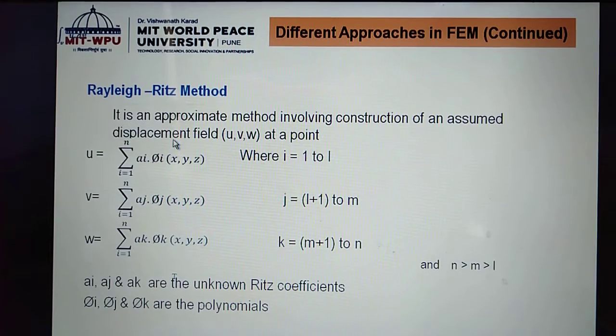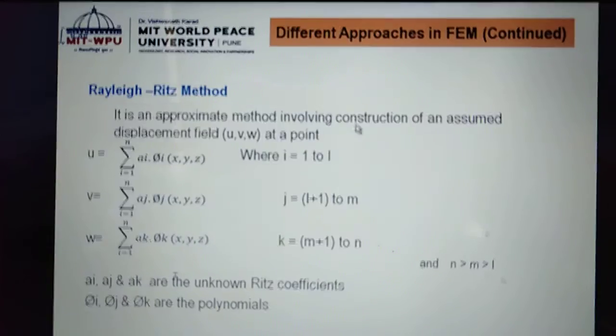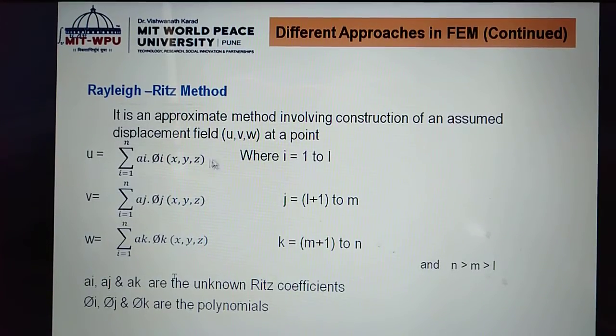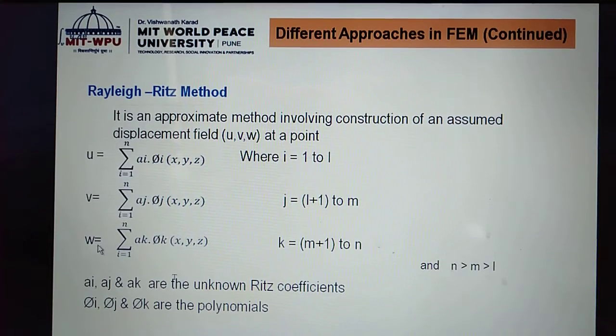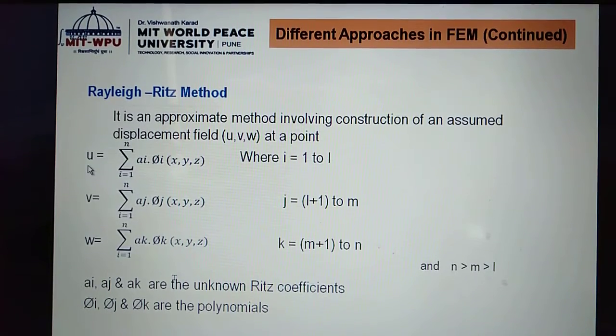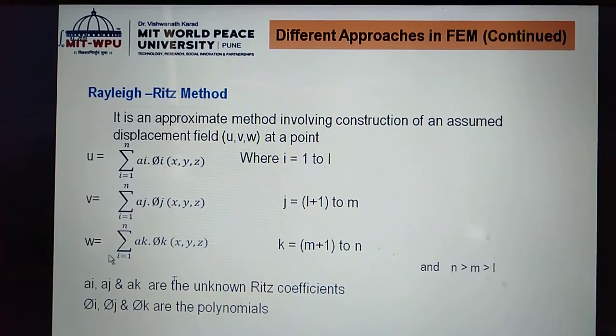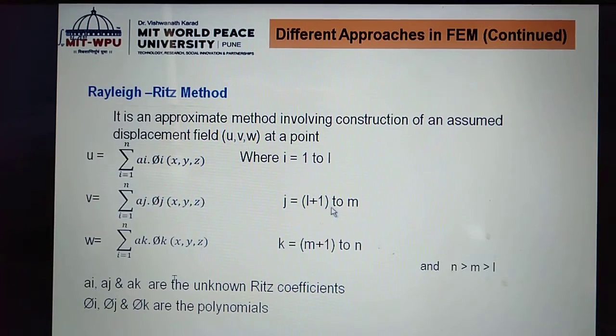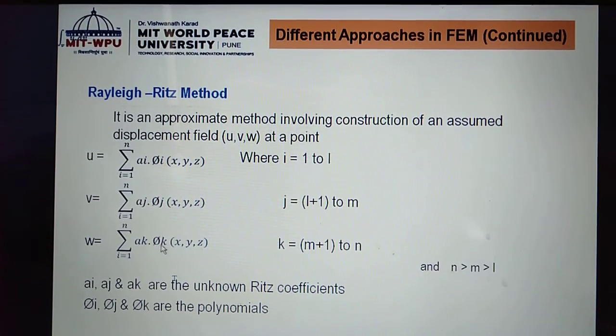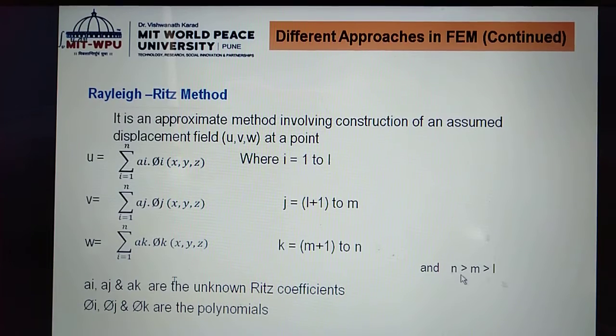Now Rayleigh-Ritz method is used considering this total potential energy, and it is an approximate method involving construction of an assumed displacement field u, v, w at a point. These are the displacements along the x direction, y direction, and z direction: u is the summation of a_i phi_i(x, y, z), where i varies from 1 to l; v is the summation of a_j phi_j, where j varies from l plus 1 to m; and w is the summation of a_k phi_k, where k varies from m plus 1 to n. Here n is greater than m and m is greater than l. a_i, a_j, a_k are the unknown Ritz coefficients, and phi_i, phi_j, phi_k are the polynomial terms.